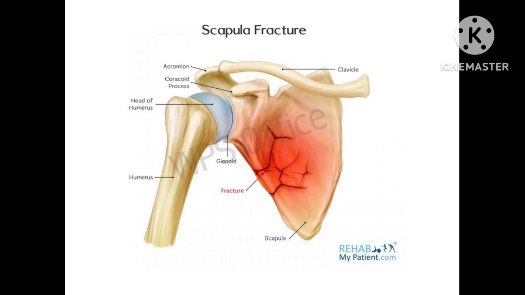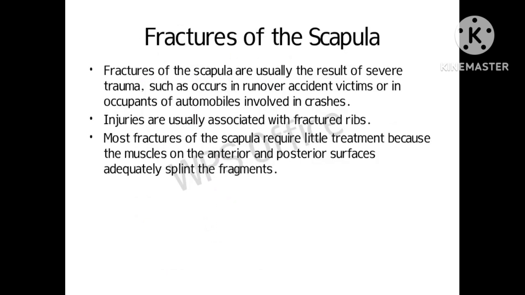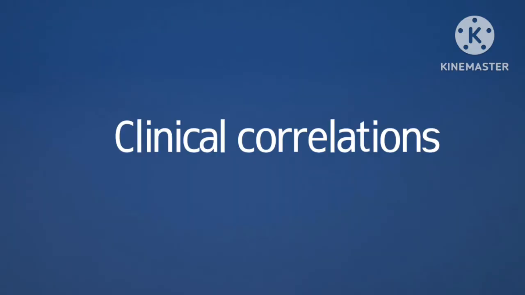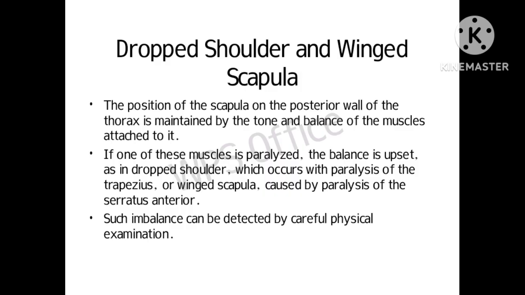Most fractures of the scapula require little treatment because the muscles on the anterior and posterior surfaces adequately splint the fragment. Drop shoulder and wing scapula.